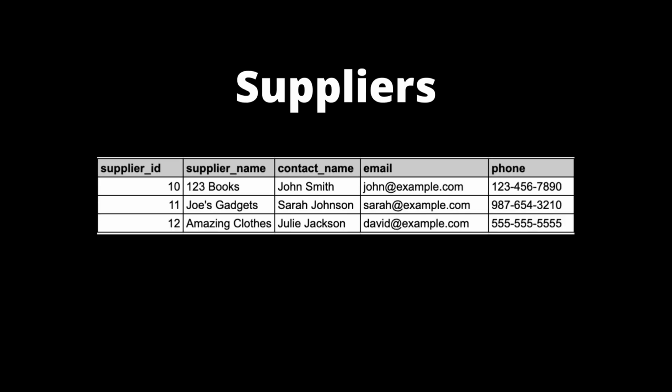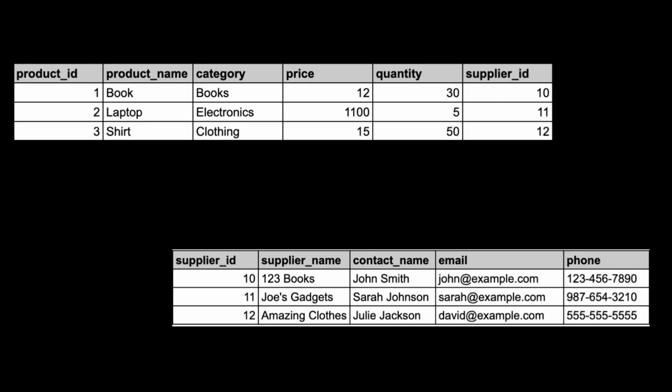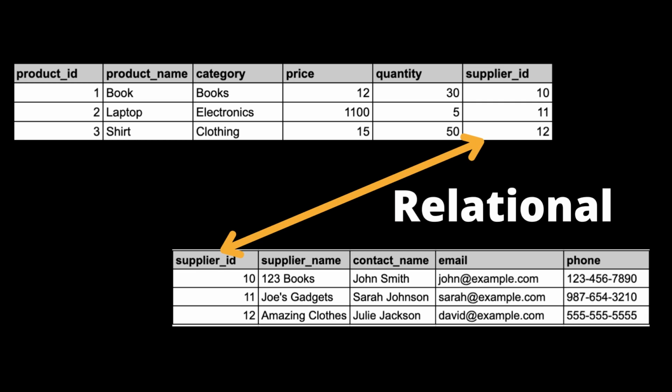The supplier table can have a supplier ID, supplier name, contact person, email, and phone number. By having this information in separate tables, the information can be easily queried and updated. The tables are related to one another by virtue of the supplier ID listed in both tables. This is why a lot of SQL databases are often referred to as relational databases.